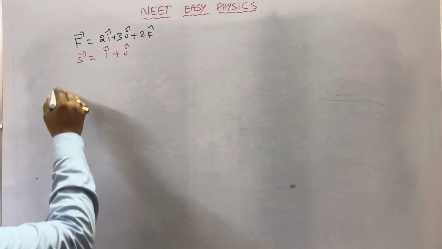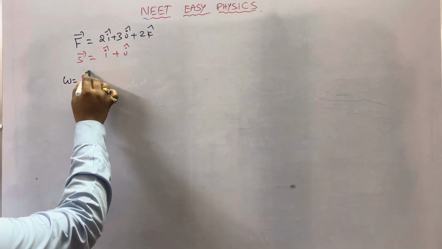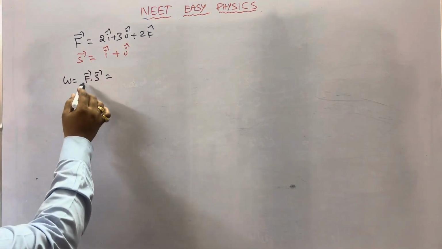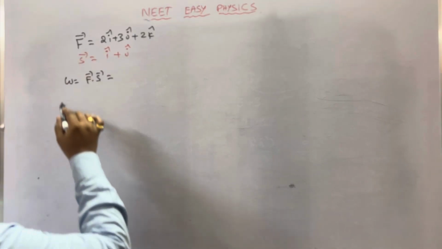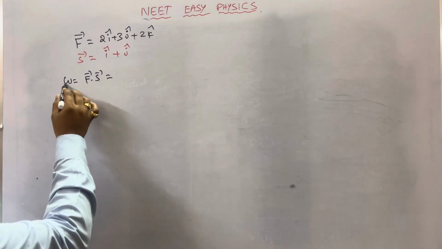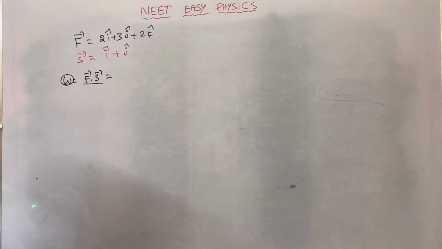At that time, we came to know the work done formula: F bar dot S bar, the dot product of force and displacement. Both force and displacement are vectors, but work done is a scalar. Therefore, we are using this.